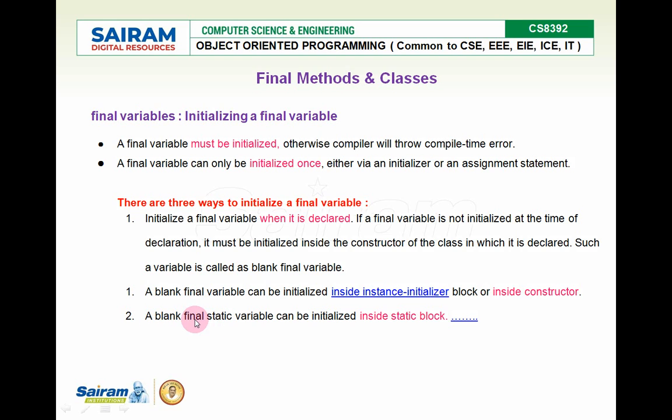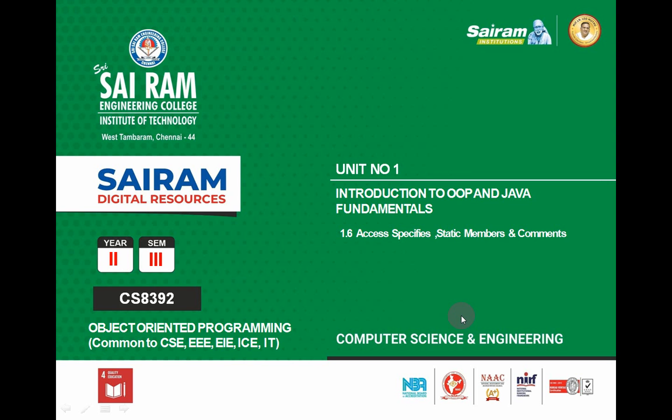Blank final means you cannot change. Static means common value is shared among, right? That's what the static property. So inside the static block, if you are declaring the final and initializing the variable, it's going to be called a blank final static variable, right? We'll have an example.